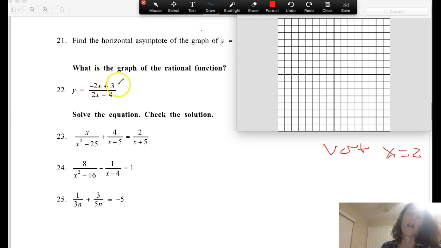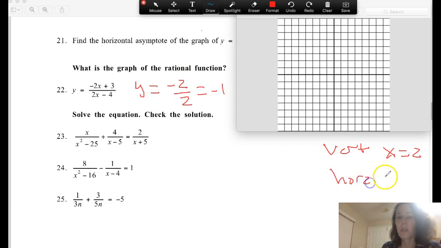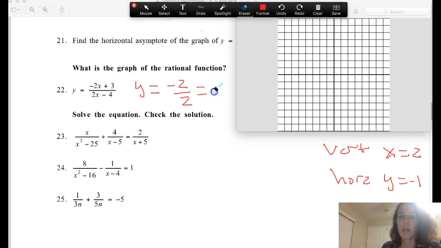So my asymptote is going to be y equals the ratio of the coefficients of these terms, -2 over 2, and that will be -1. So my horizontal asymptote is y equals -1. All right, and there's that.